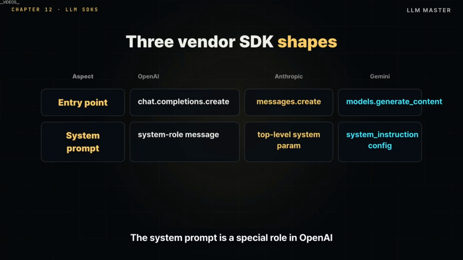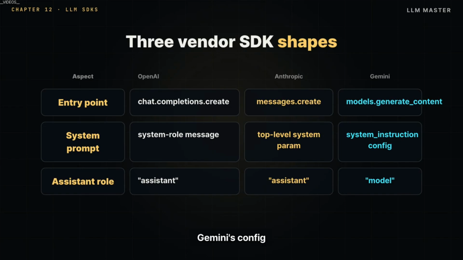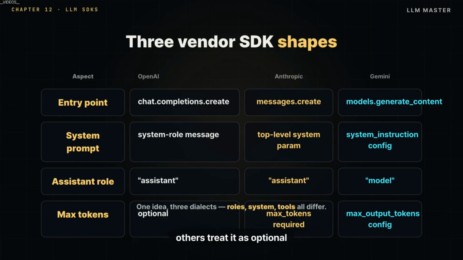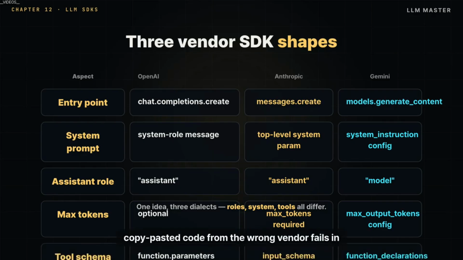The system prompt is a special role in OpenAI, a dedicated top-level parameter in Anthropic, and a separate system instruction field on Gemini's config. The assistant's turn is labeled assistant in 2 of them and model in Gemini. A tiny naming difference that silently breaks naive porting. Anthropic makes max tokens mandatory, where the others treat it as optional. And tool schemas nest differently in every one. None of these are deep, but there are a dozen of them, and every single one is a place where copy-pasted code from the wrong vendor fails in a confusing way. Keep a table like this near your keyboard.